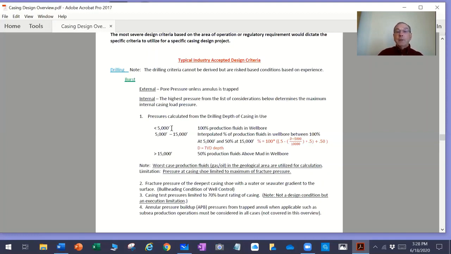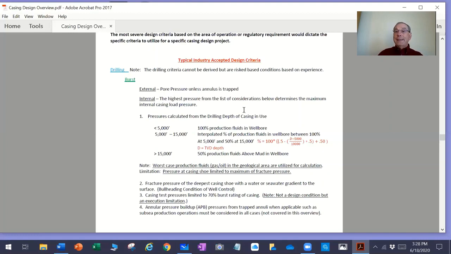Okay, so it's based on 100% production fluids in the wellbore at 5,000 feet. And at 15,000 feet or greater, 50% production fluids in the wellbore. And these pressures are based on the drilling depth of the casing in use. So it's based on how deep you are going below the casing that you're designing.